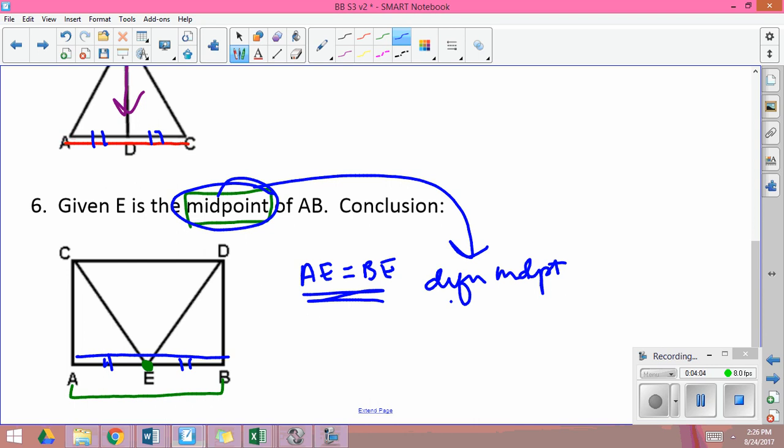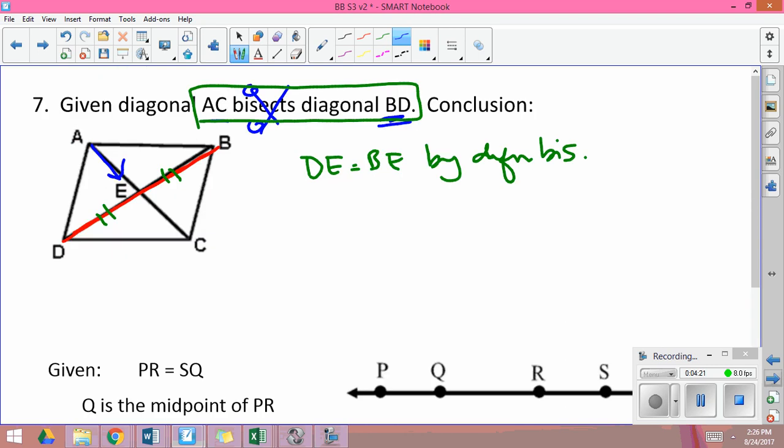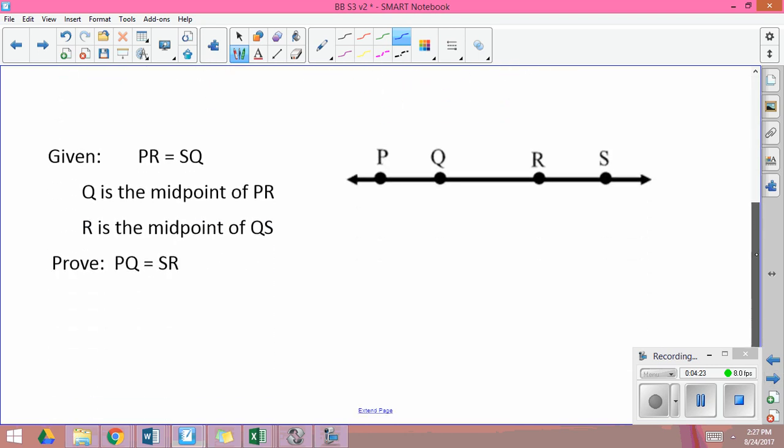So we have all of these tools. We have linear pair, parts to whole, definition of complementary, definition of supplementary, definition of midpoint, definition of bisector. So we're starting to get lots of tools to be able to describe and work with geometric figures. So let's do our first official geometric proof. This information shouldn't be here. All right, so we have that Q is the midpoint of PR, R is the midpoint of QS, and we want to prove PQ equals SR.